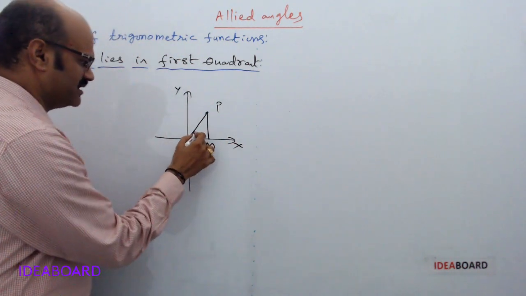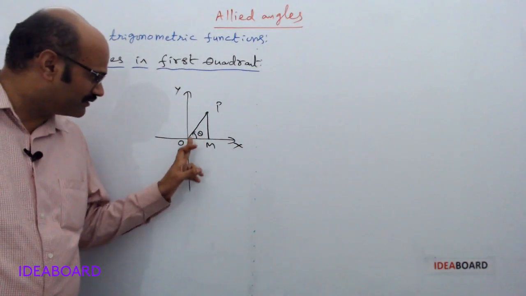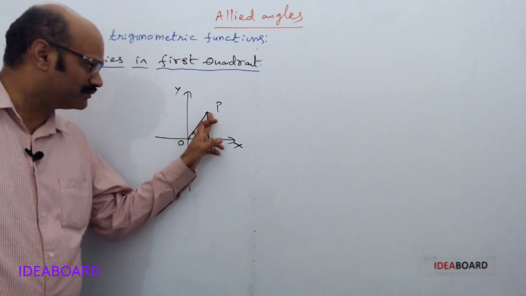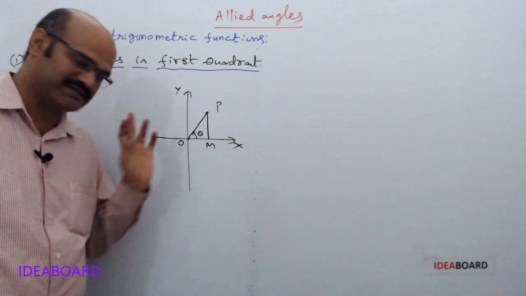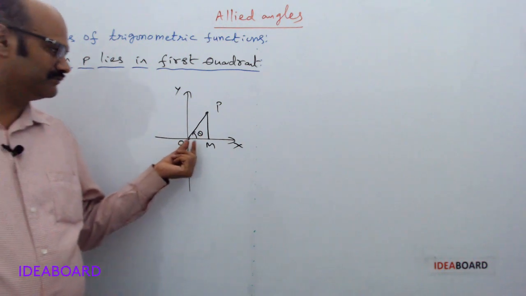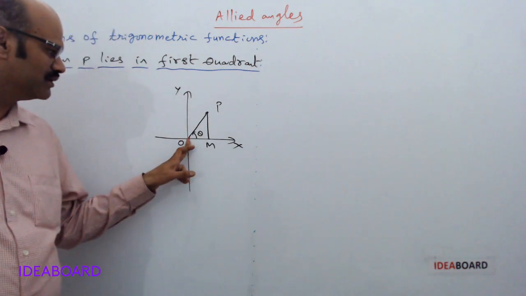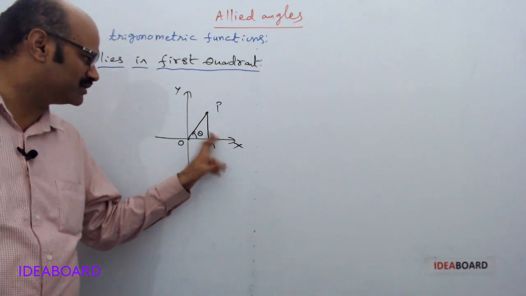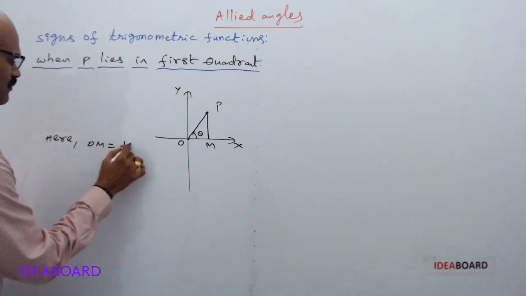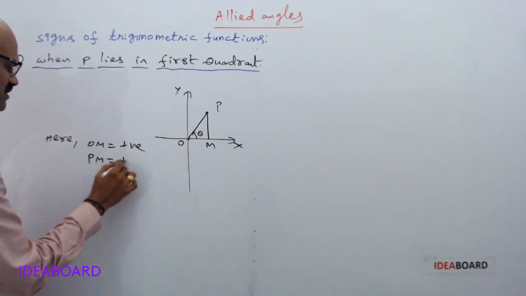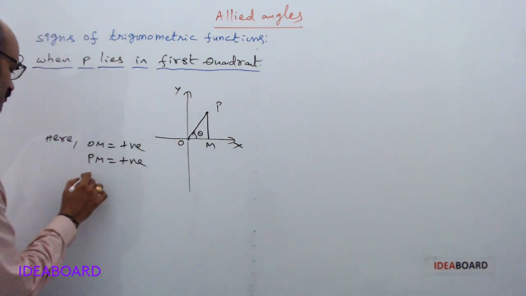Let the revolving line, starting from OX and moving to the position OP, make an angle theta with the positive direction of the x-axis. Clearly, OM is positive. We know that in the first quadrant OM is positive, and PM is also positive. Now the hypotenuse is always positive, so clearly OP is positive.